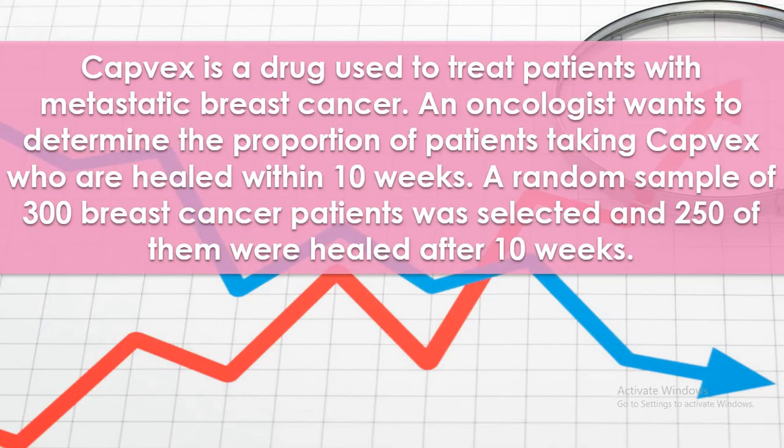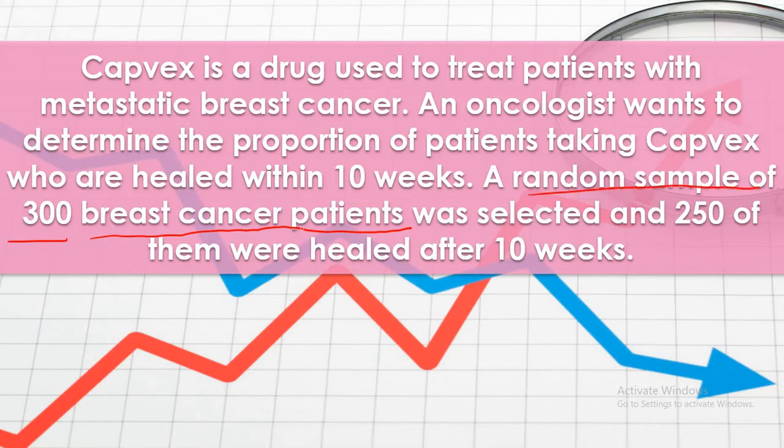So what is our population here? Basically, there's a test being conducted and we are talking about patients. But what specific description of patients? We need to identify it in the problem. So it should be breast cancer patients. That will be our population. And from that population, we are taking 300 samples. So a random sample of 300.